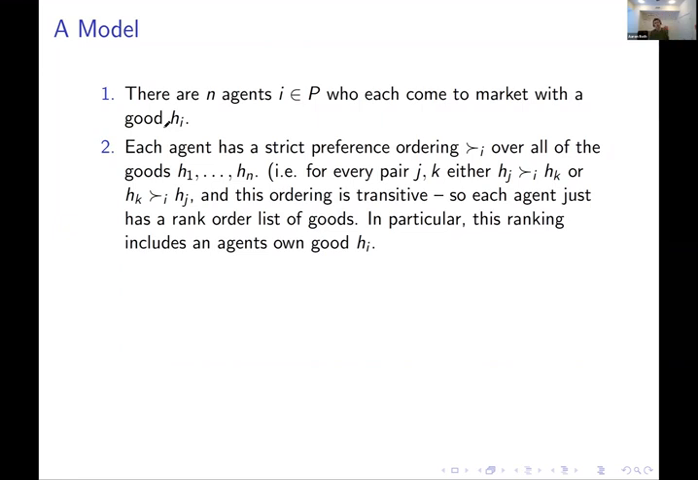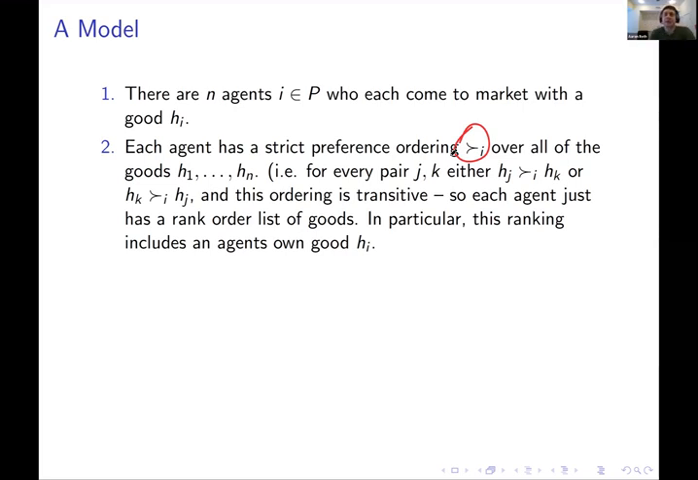And we're going to be talking about a setting where agents have ordinal preferences rather than cardinal preferences. So rather than talking about utility functions and the utility that you would have for each house, we're going to represent your preferences just as an ordering. Okay, so you have some strict preference ordering over all of the goods. If we line up all of the houses, you can rank order them from your favorite to your least favorite.